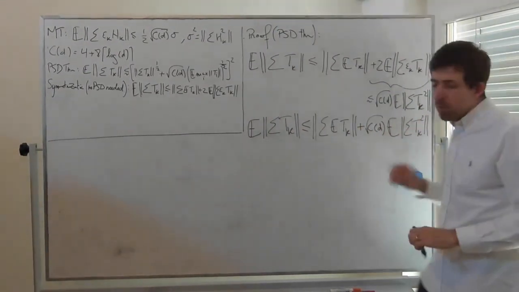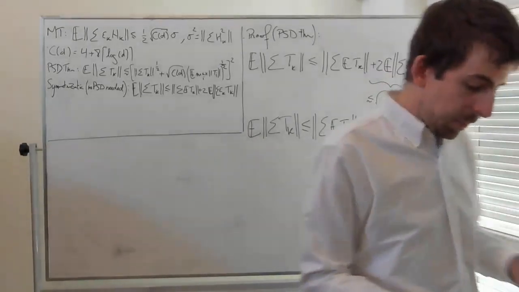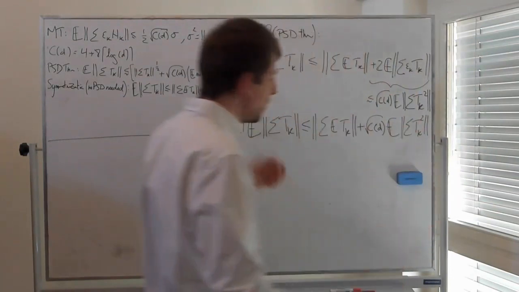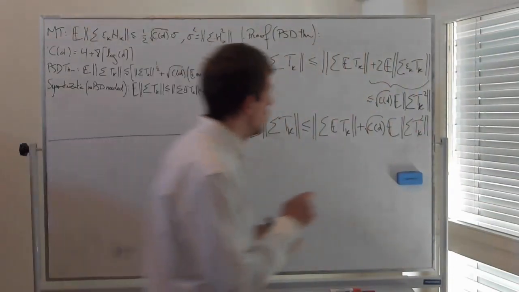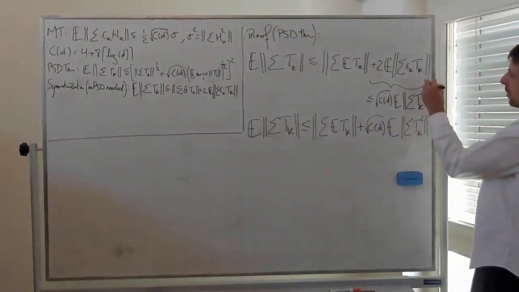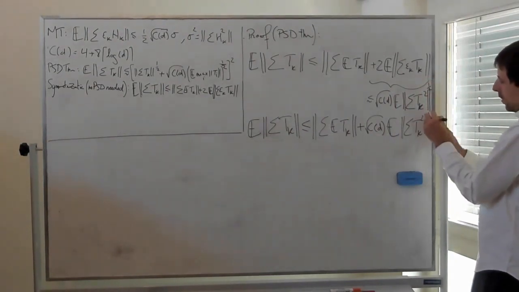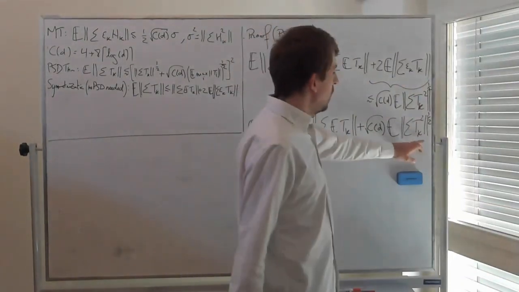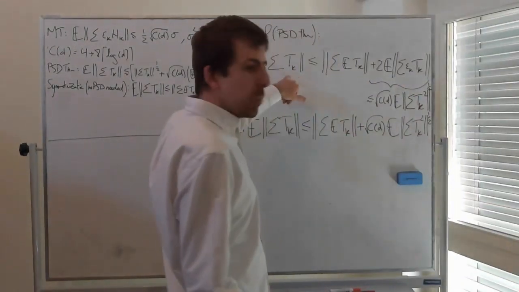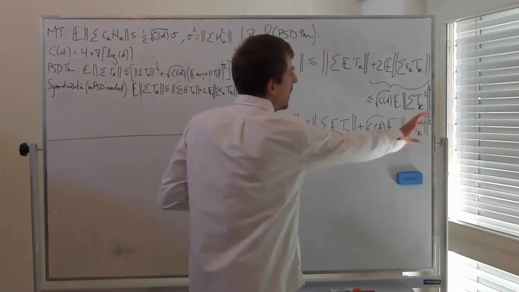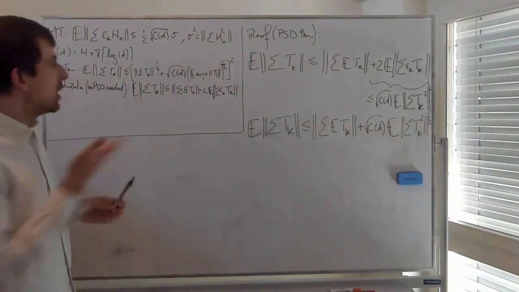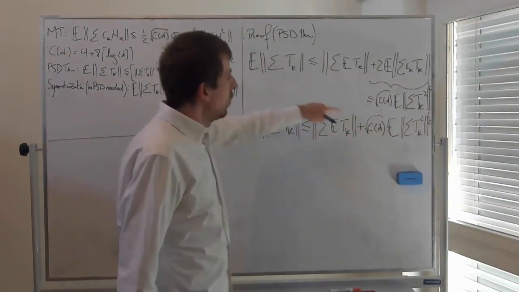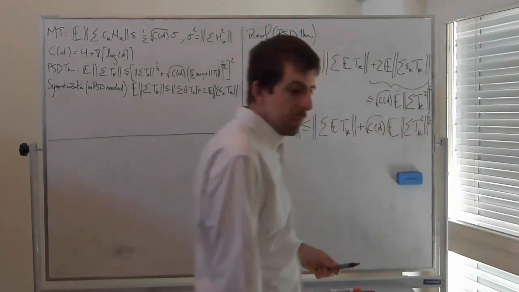But now, since the tk's are positive semidefinite, what's going to be the strategy? I'm missing a square root here. The strategy will be to make this factor look like this one, because then we could send it over here again, and this would give the inequality that we want. So we want to make a factor like this show up here.